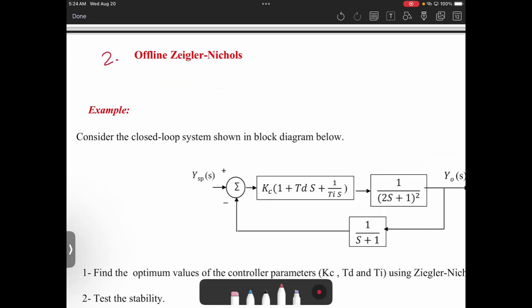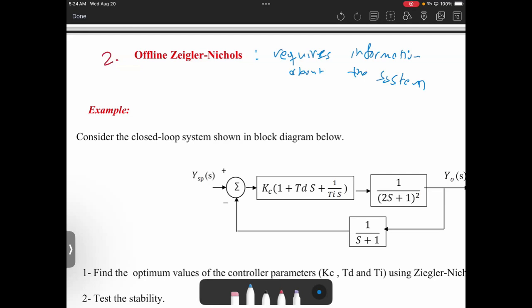However, offline, you need to know the internal parameters of the system, which means you need to know the transfer function. You need to know the feedback. So offline requires information about the system. However, again, online, you don't need to have information about it.